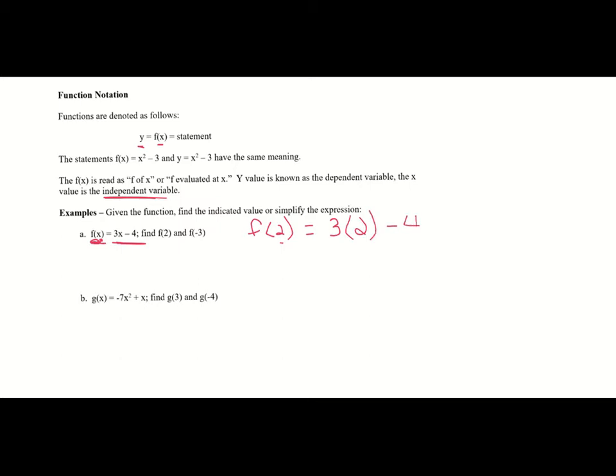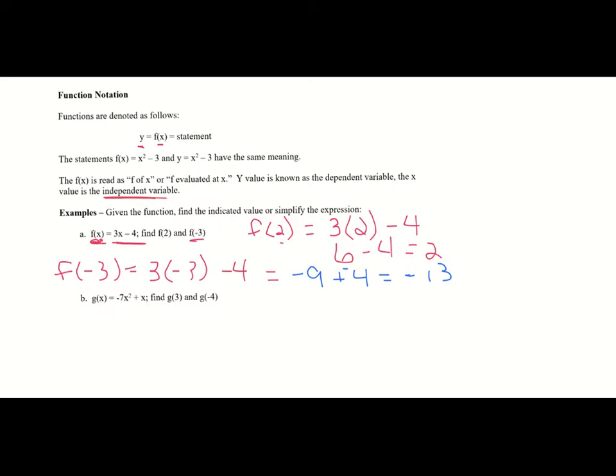So then we'll do the math. 3 times 2 is 6. 6 minus 4 equals 2. And then we can try another one. So they want us to evaluate the function at -3. So f of -3 is equal to 3 times -3 minus 4. 3 times -3 is going to equal -9 minus 4. So we'll do plus a negative. We're going to end up with -13. And that would be our final answer. So f of -3 is going to equal -13.